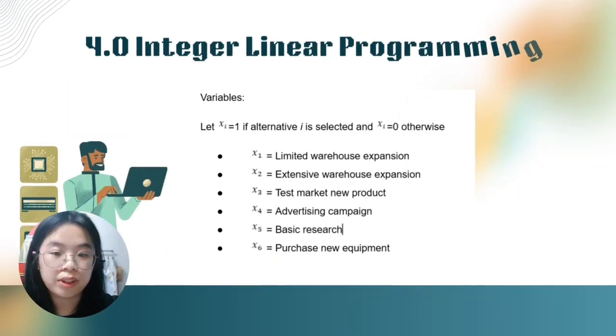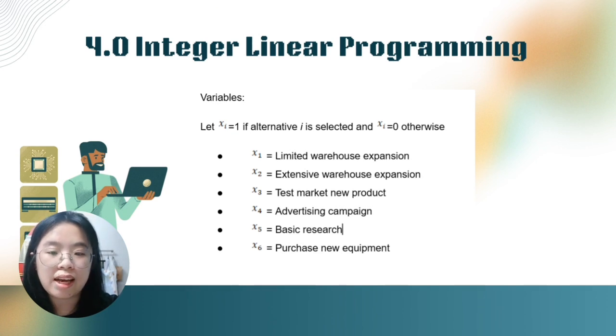Now I will continue with the integer linear programming. First of all, I will list out the variables. We will let xi equal 1 if the alternative is chosen, and xi equal 0 otherwise, for i equal to 1, 2, 3, 4, 5, 6.